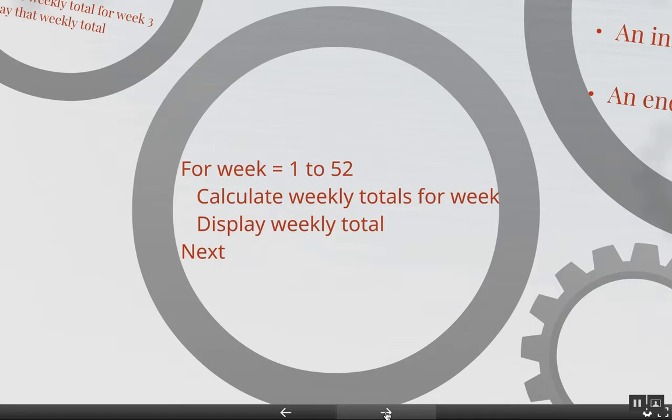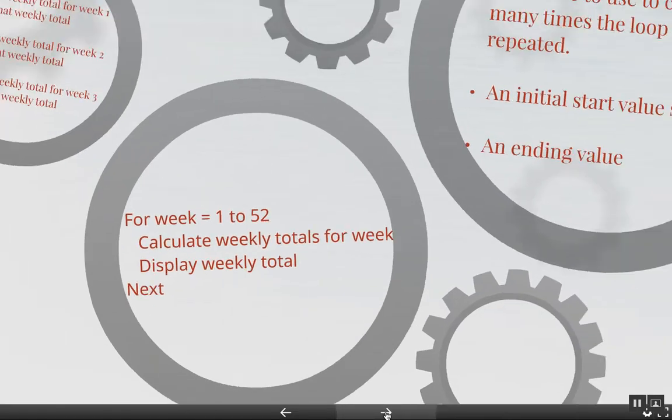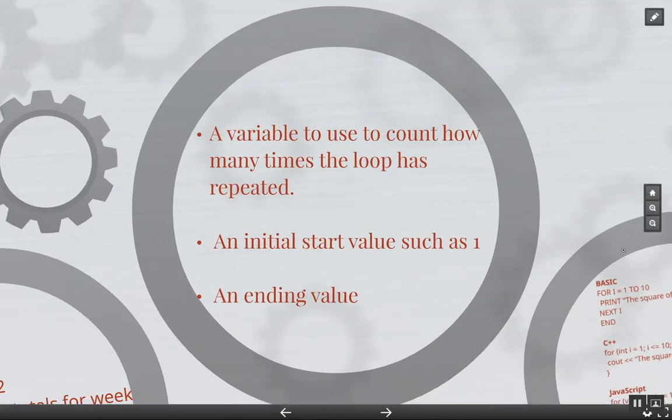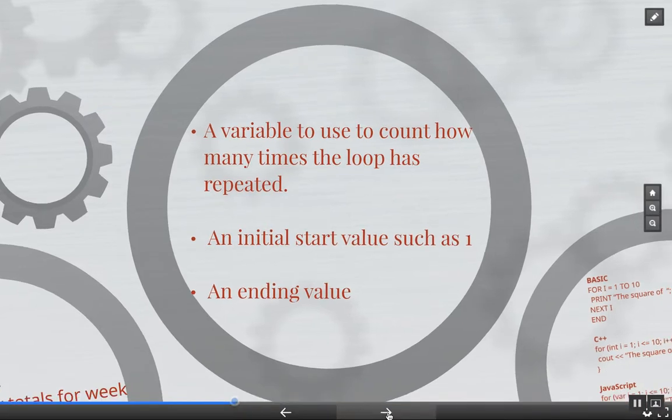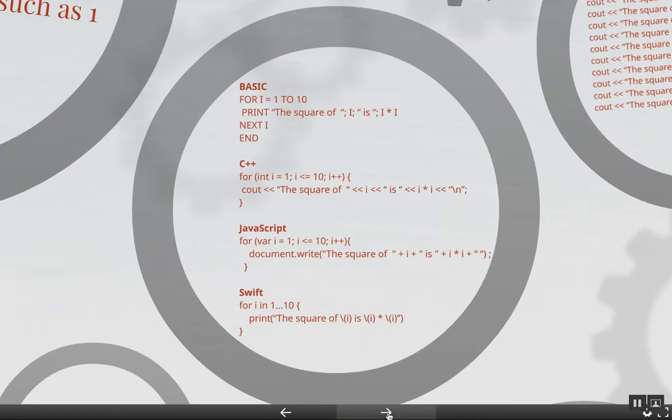Loops will definitely help shorten the amount of code, but they can also be hard to read and understand. Comments are good to use with loops to explain what the loop is doing. A for next loop typically consists of 3 items: a variable to use to count how many times the loop is repeated, an initial start value such as 1, and an ending value. Say we wanted to get the square of the numbers 1 through 10.